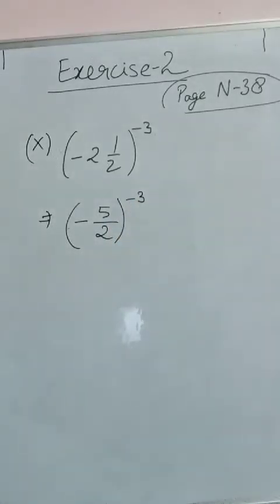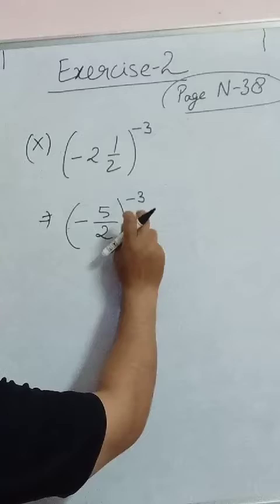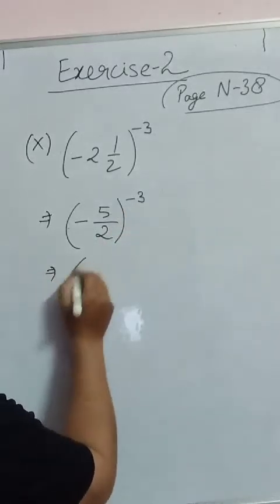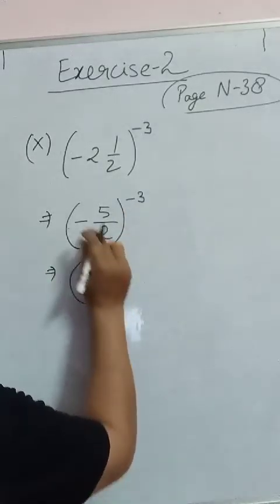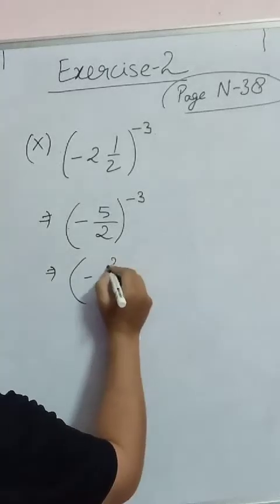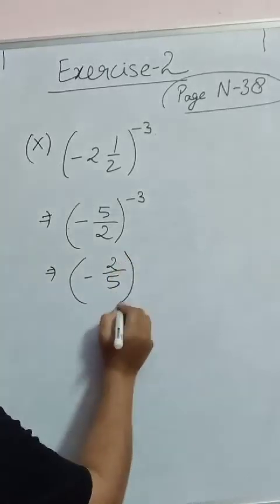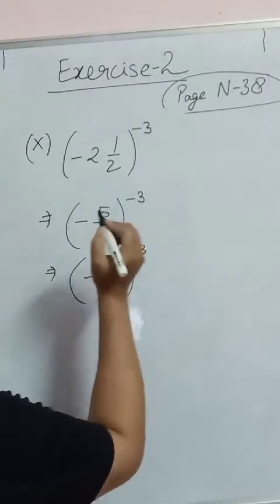Then talking about the law, I need to make the power positive. For that, the base is going to be reciprocal. It is negative, so it remains negative. 2 upon 5. And the power becomes positive, that is 3.